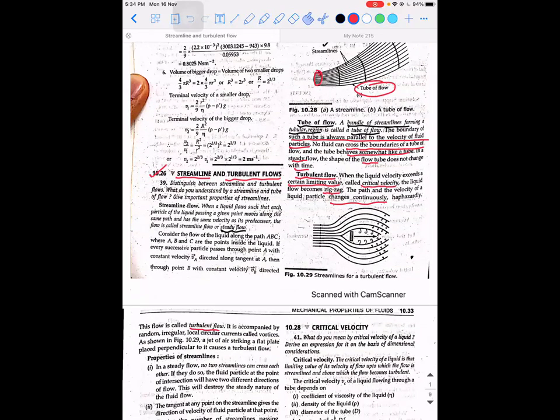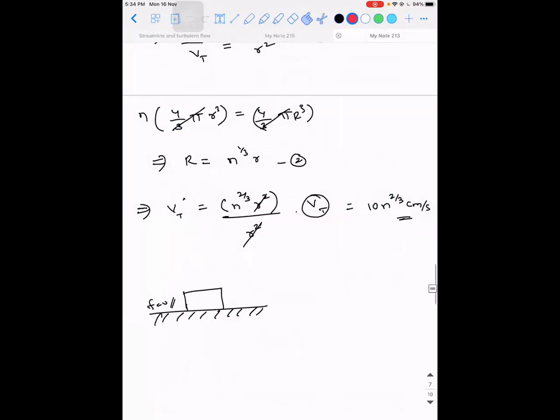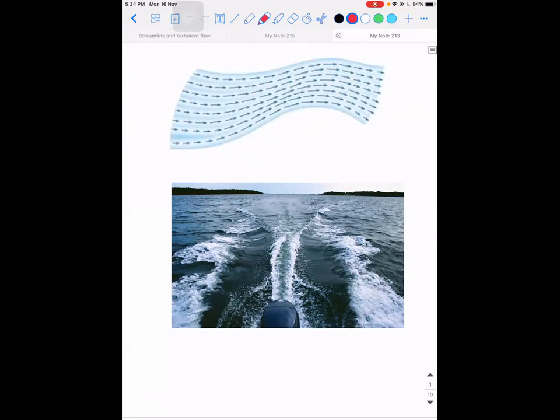Let me show you an example. See, you have two diagrams. The first one, can you tell me, is it a streamlined flow or a turbulent flow? First diagram, second diagram. So first, look at the arrow marks. No, look at the way the arrow marks are aligned. Is it a streamlined flow or a turbulent flow?